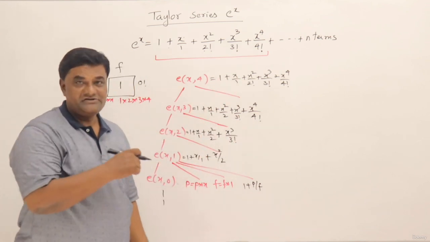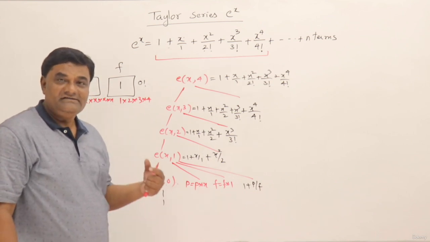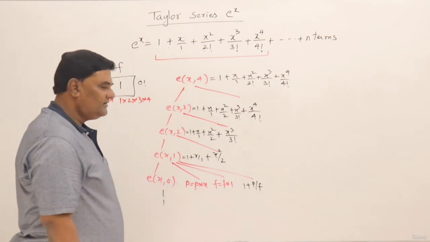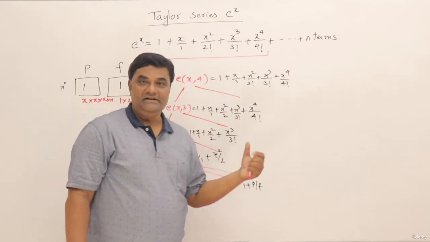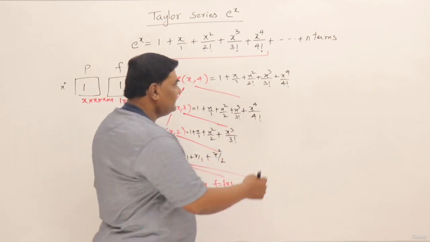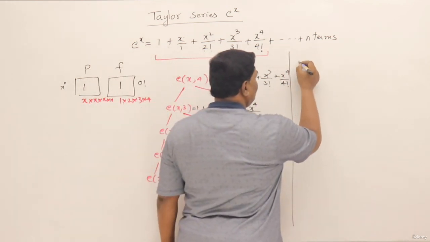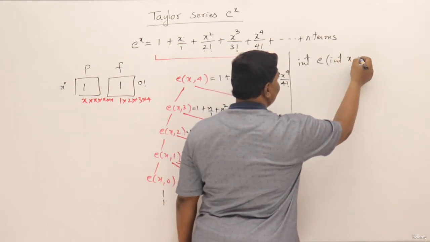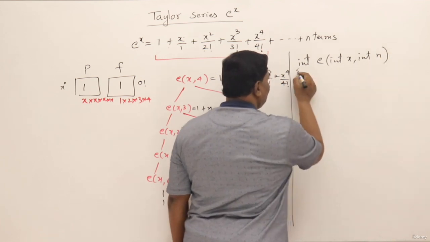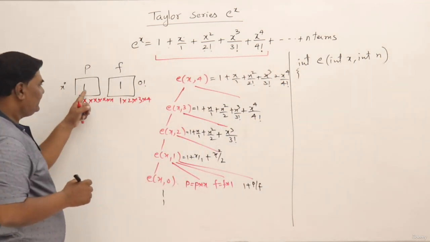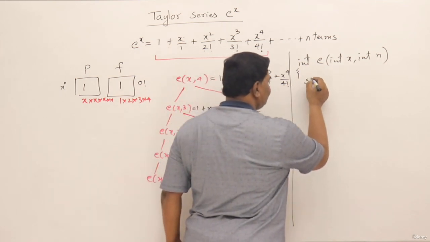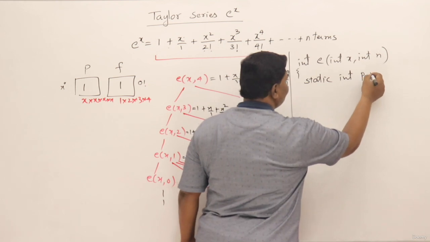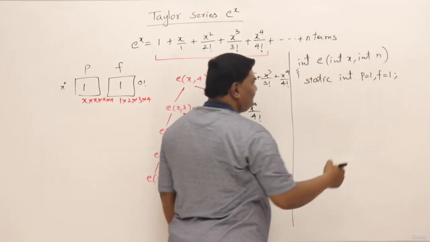Now let me write a function for this one, which is utilizing variables that are static p and static f and x and n. By using these static variables, we will write a function. So let me write the function here. Return type is integer, function name is e, and taking two parameters x and n. Now here I need two variables. So first of all, I declare some variables that are static int p, that is 1, and f, that is also 1.